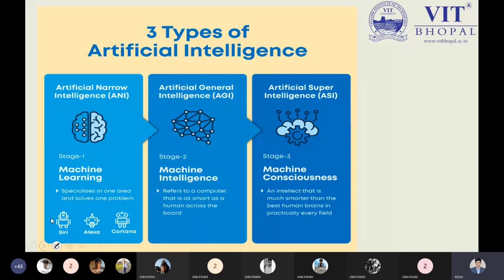And if we talk about artificial superintelligence, ASI, that is machine consciousness: an intellect much smarter than the best human brain in practically every field. This is the coming era, and these are the problems we will have to face in the coming years. We are not sure what will happen, but we will depend on machines as well.